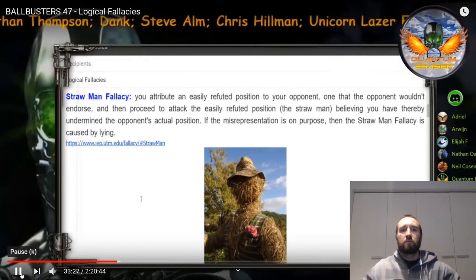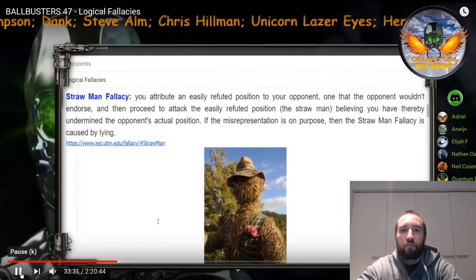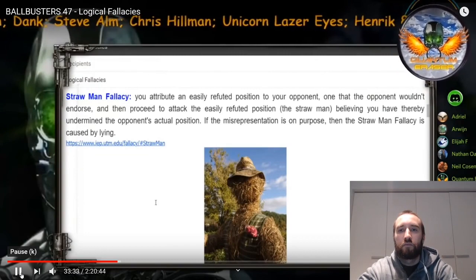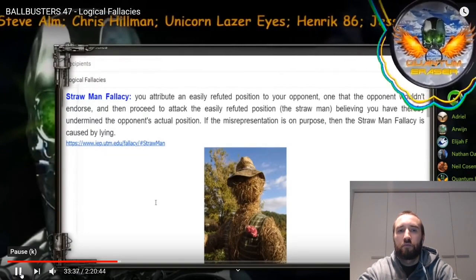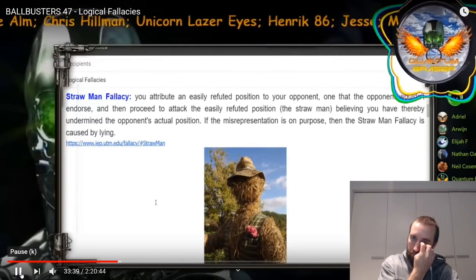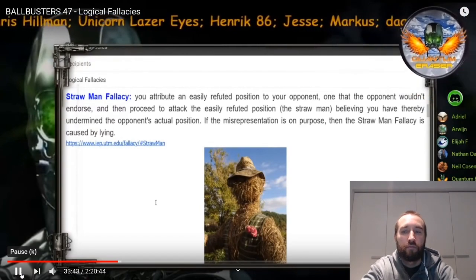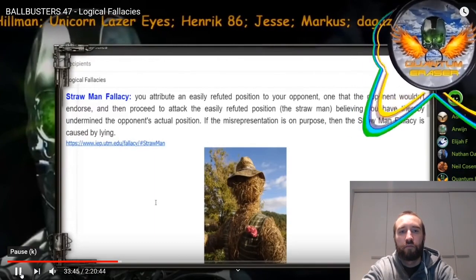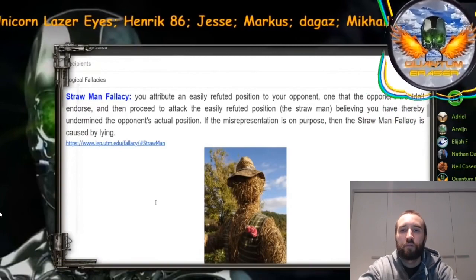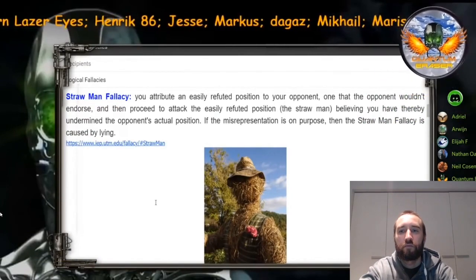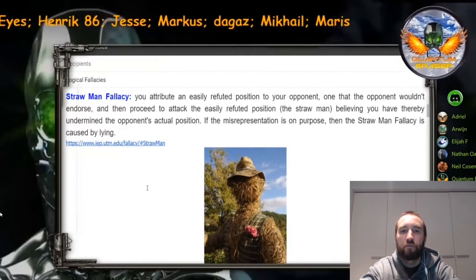Let's roll with the straw man fallacy. It's just like how it sounds, right? You attribute an easily refuted position to your opponent, one that the opponent wouldn't endorse, and then proceed to attack the easily refuted position, the straw man, believing you have thereby undermined the opponent's actual position. If the misrepresentation is on purpose, then the straw man fallacy is caused by lying.